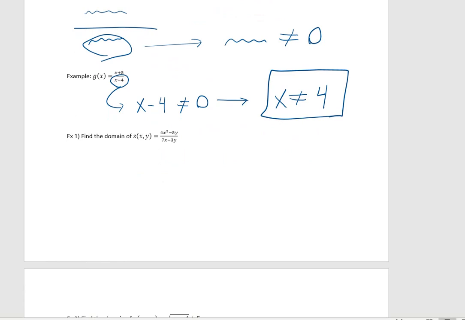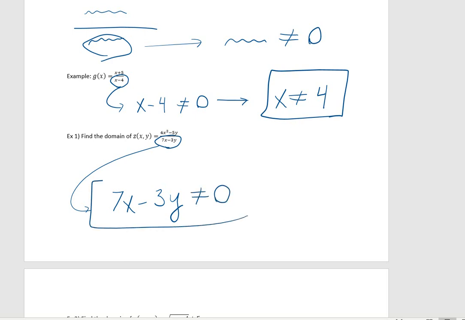All right, so let's take a look at this when we have multiple variables. We're going to do the same thing. When we look at the function z of x, comma y, and it equals on the top 4x squared minus 5y, and on the bottom it's 7x minus 3y, here's what we're going to do. First we're going to start with all real numbers. Then we're going to look for a square root, which we don't have, and the next thing is that we're going to look at the denominator. Remember, what do we want the denominator to do in order to not break any math rules? We just don't want that to equal 0. And that's it, you're done. We just don't want the denominator to equal 0.